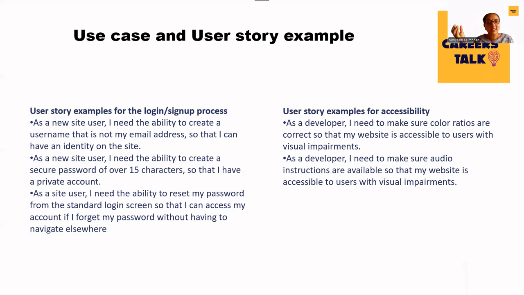So there's something called accessibility also, right? Let's say that we have to provide our application for people who are visually impaired or not able to hear. There are some impairments. So as a developer, I need to make sure color ratios are correct so that my website is accessible to users with visual impairments. As a developer, I need to make sure audio instructions are available so that my website is accessible to users with visual impairments, right?